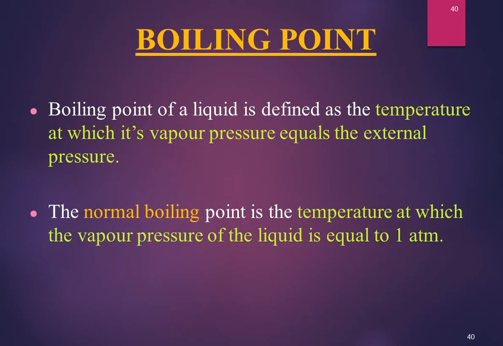Boiling point. The boiling point of a liquid is defined as the temperature at which its vapor pressure equals the external pressure. The normal boiling point is the temperature at which the vapor pressure of the liquid is equal to 1 atm. Okay guys, that's all.